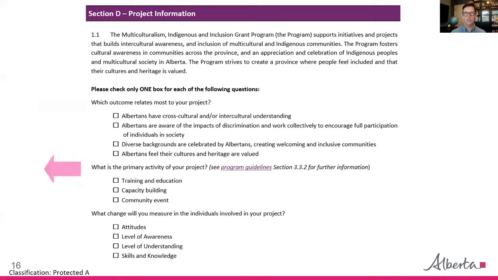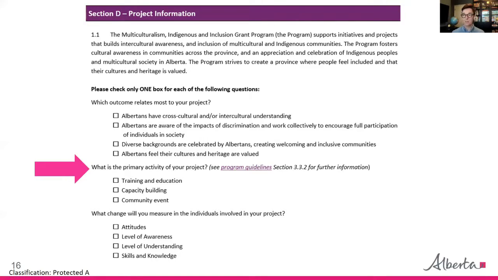The second question is about the type of project you are planning. Is it a training and education type of project? That kind of project includes initiatives to increase cultural awareness and/or help Albertans understand the impact of discrimination as a full barrier to participation of individuals in society. Examples include workshops, roundtables, conferences, community conversations, social media initiatives, and resources or tools for community use.